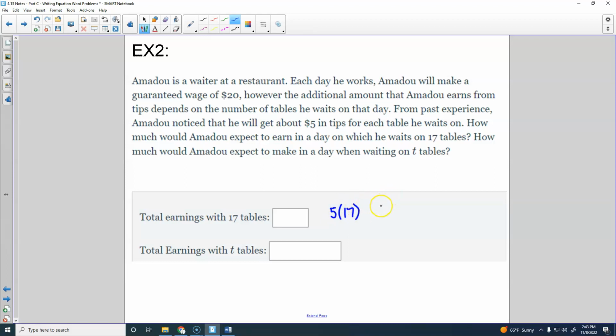Anything else with it? We've got to add the 20 because he gets $20 just for showing up at work, right? And then his tips are added in. So if we do 5 times 17 plus 20, let's just grab the calculator on this. You can use calculators today. We're going to get 105. All right, so $105.